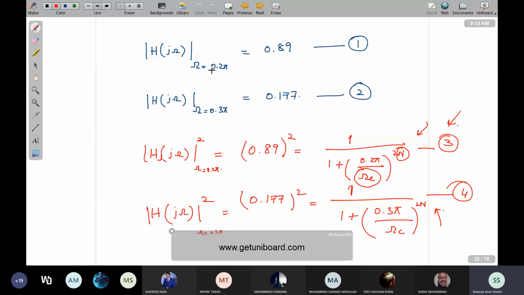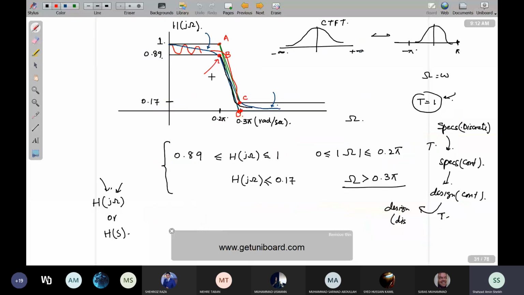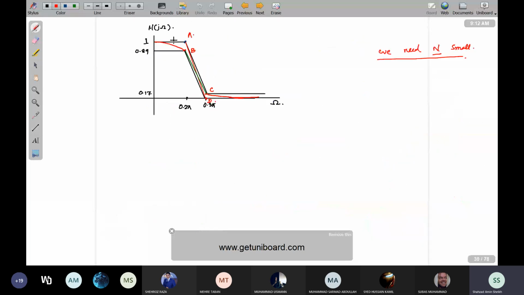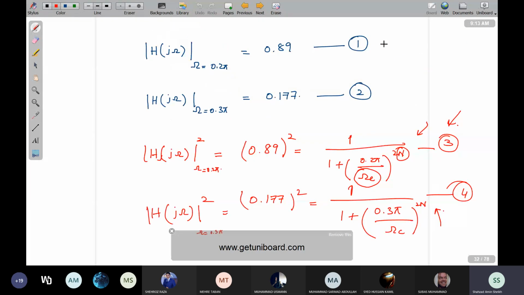So using this, I will be having these two equations. H of j omega at omega equal to 0.2 pi, as I'm passing through this point B, is 0.89, and H of j omega at 0.3 pi, as I am at point C, is 0.17.